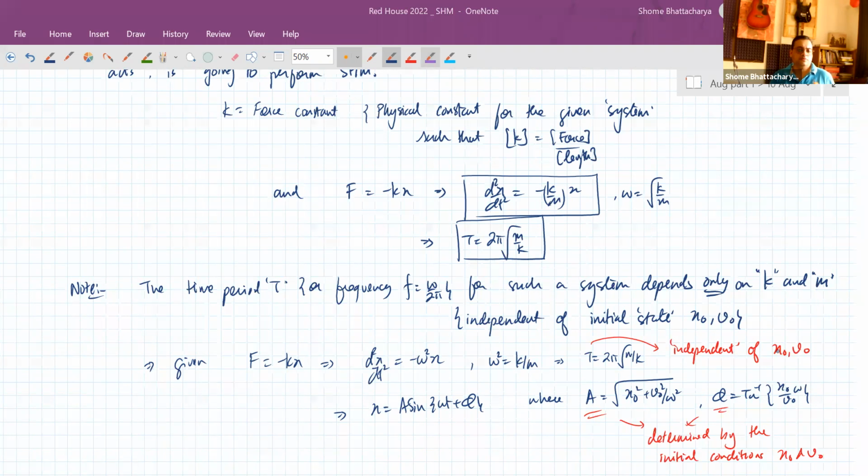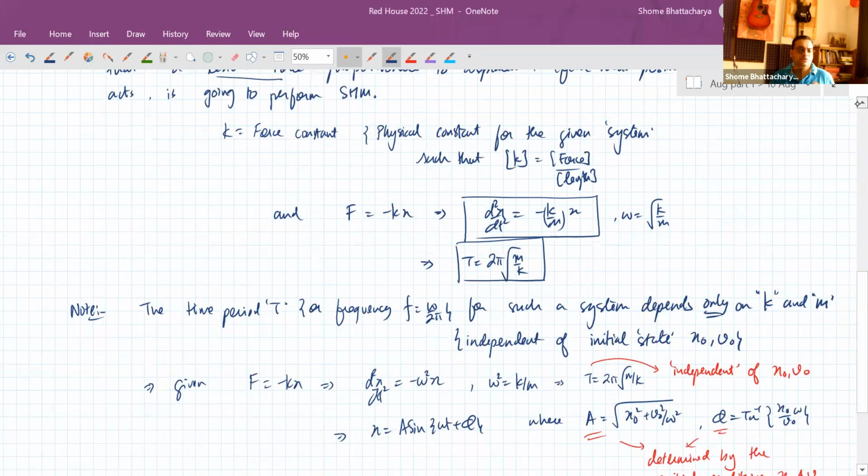Yeah, I have actually written in detail what these notes are. Okay.